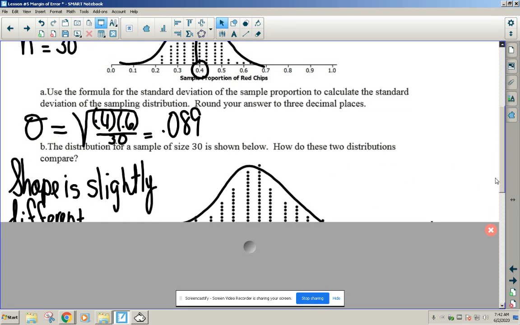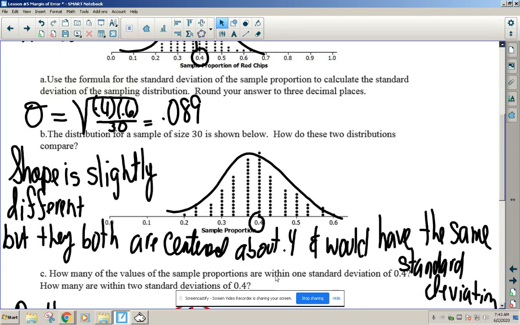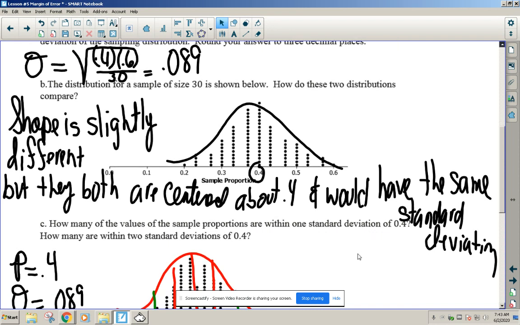The shape is definitely slightly different, like you can see that, but they're both centered close to the 0.4. This one was a little to the left, this one's a little to the right, but since they're both centered close to the 0.4, they should have the same estimated standard deviation. How many values of the sample proportion are within 1 standard deviation?